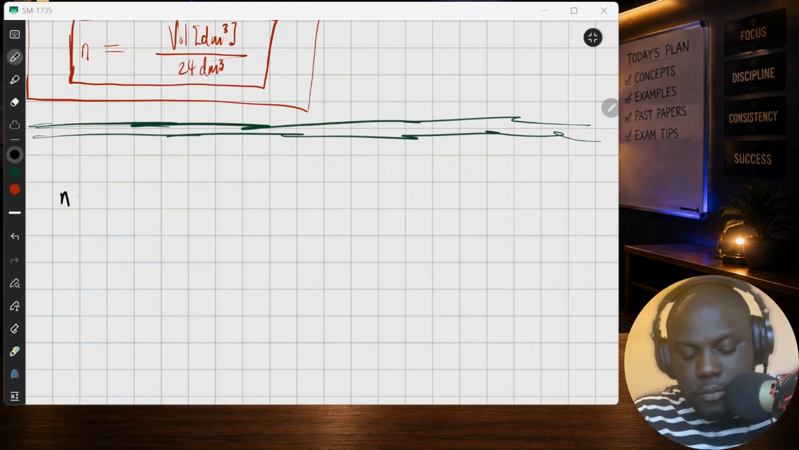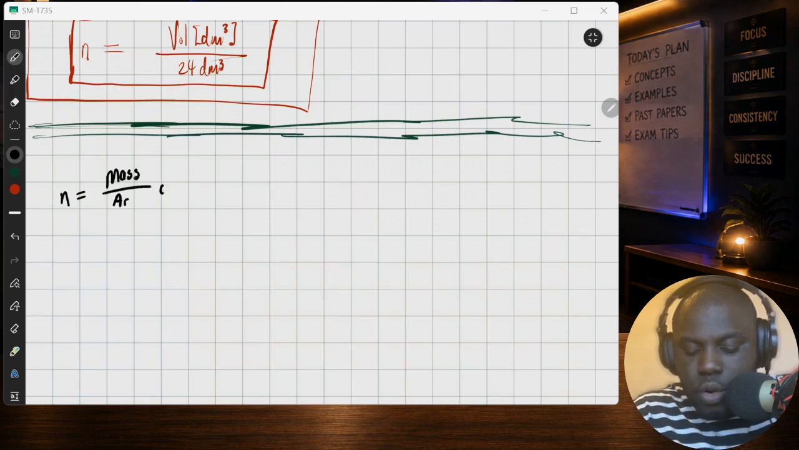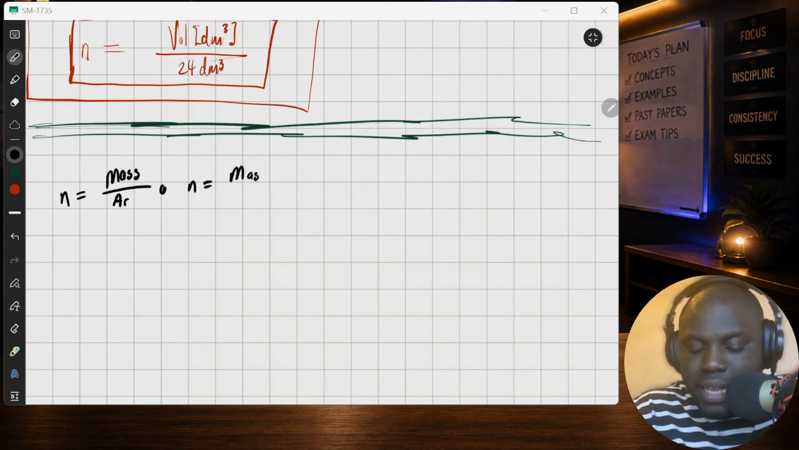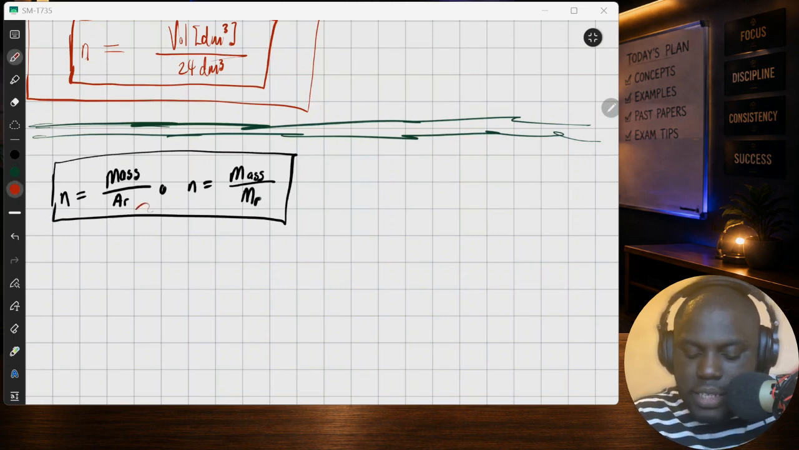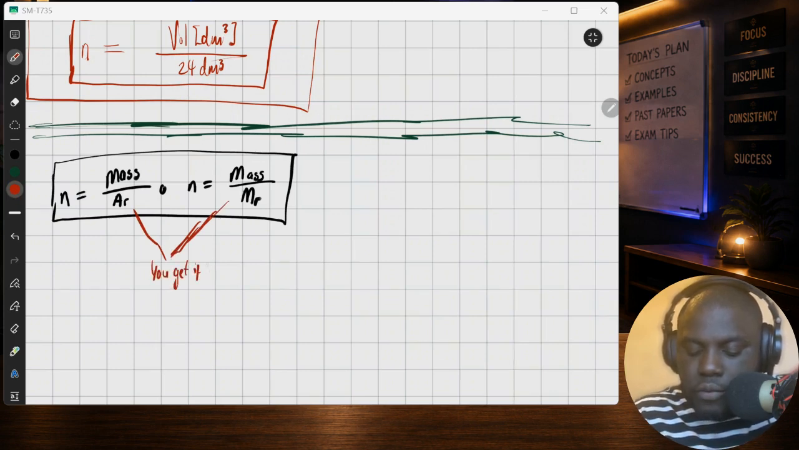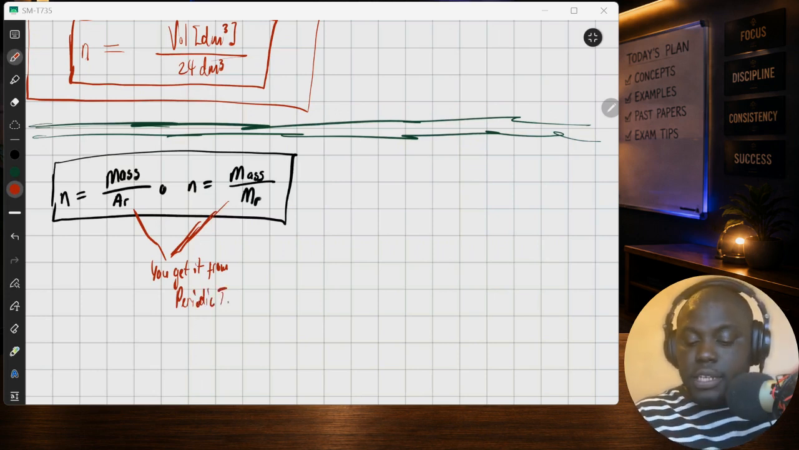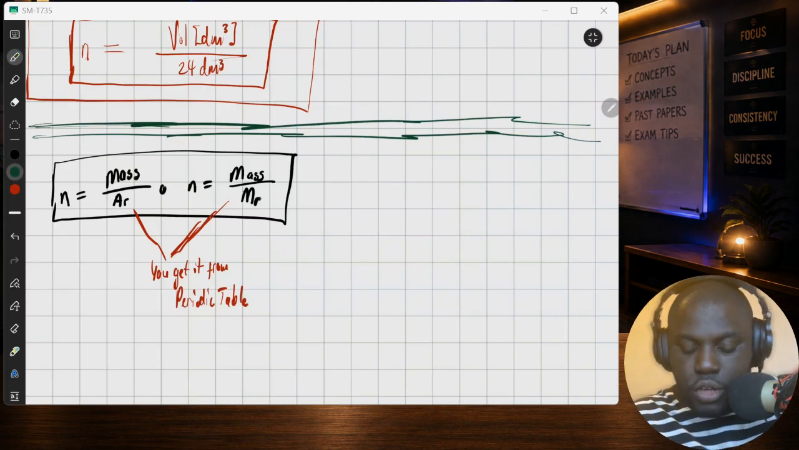You have 3. Number of moles is mass over molar mass, so it's mass over AR, or number of moles is mass over MR. Mass, you write it in full, then you say over AR or mass over MR. AR and MR are the molar mass, and whether it's for one or for more than one, you always get it from the periodic table. It is the mass in the periodic table. So it will depend on the formula how you're going to calculate it.